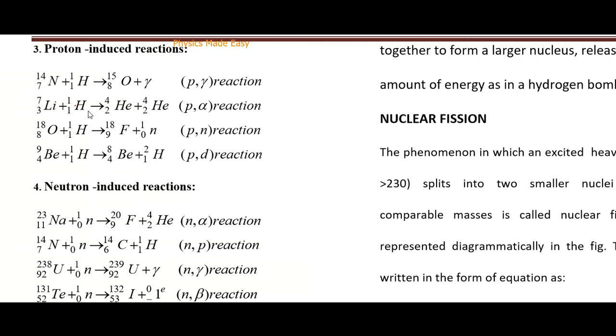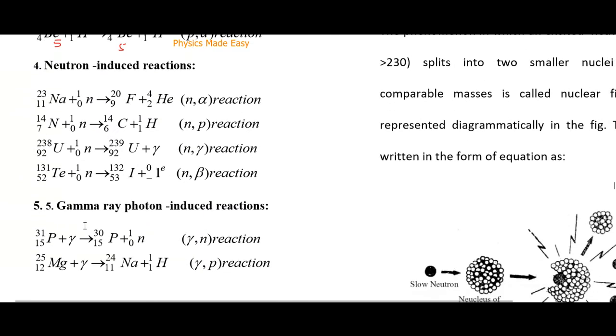Let us check conservation of Z in PD reaction. 4 plus 1, 5. And 4 plus 1, 5. 9 plus 1, 10. 8 plus 2, 10. So mass number A and atomic number Z, they are conserved. Next are the neutron induced reaction, and after that gamma ray photon induced reaction. So these are gamma ray, gamma neutron, gamma proton reaction.